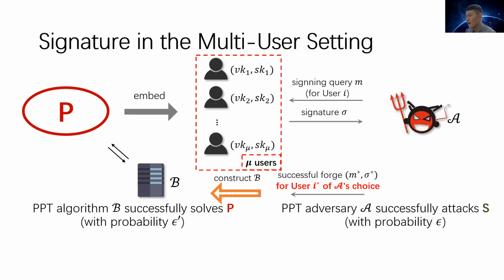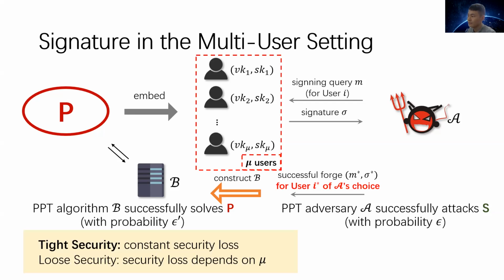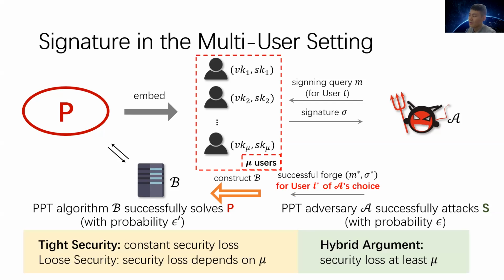Actually, we can guess i star first and embed problem P into user i star's key pair. And if A chooses i star as its target, then we can finish the reduction like that in the single-user setting. But this happens with probability 1 over mu. Consequently, with such a hybrid argument, the reduction is loose, with the security loss at least mu.